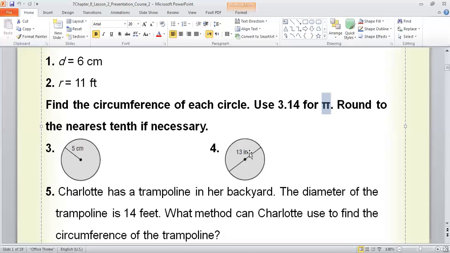So I will multiply 13 by 3.14. Okay, Muhammad? We will multiply 13 by 3.14. 13 times what? 3.14, the same number. Pi here equals 3.14. Is it clear? Yes, 13 times 3.14 equals 40.82.